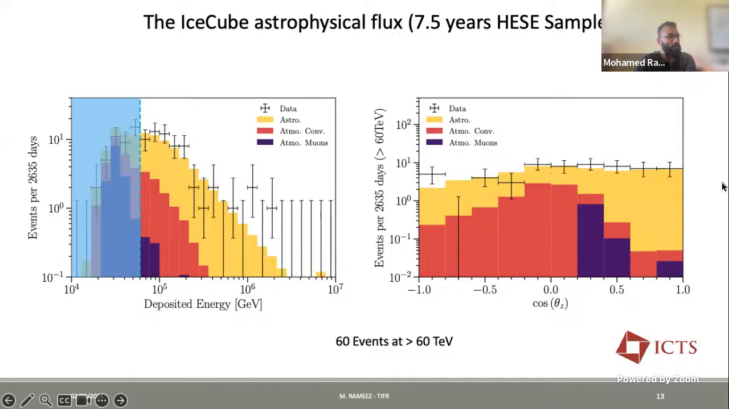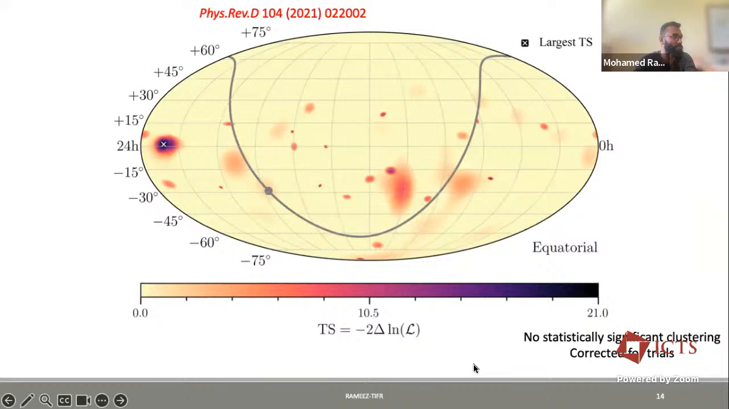But in the downgoing direction, of course, we are sensitive. But in the downgoing direction, you have the muons, which are very hard to suppress as a background. But by using the veto technique, we were able to suppress them and discover these events within our high energy starting event sample. So today, or at least in the 7.5 year sample, which was made public maybe 3 years ago, you will see about 60 events, about 60 TeV, which we believe are of astrophysical origin.